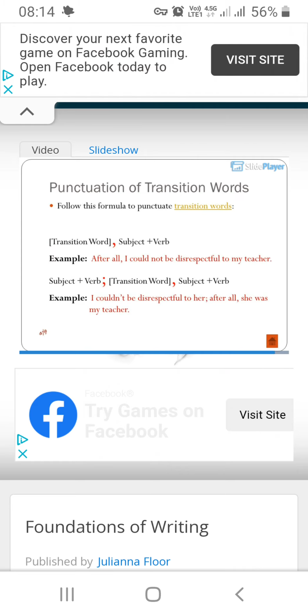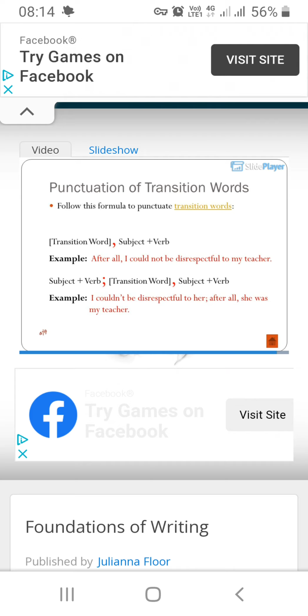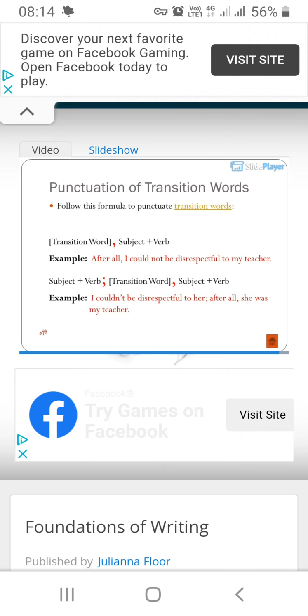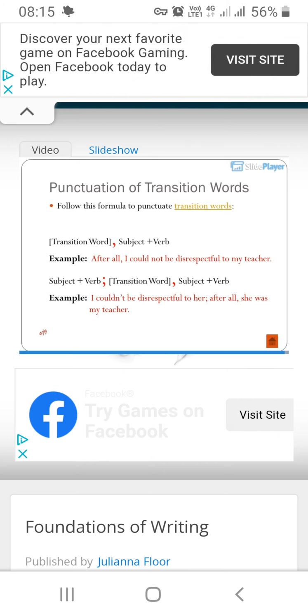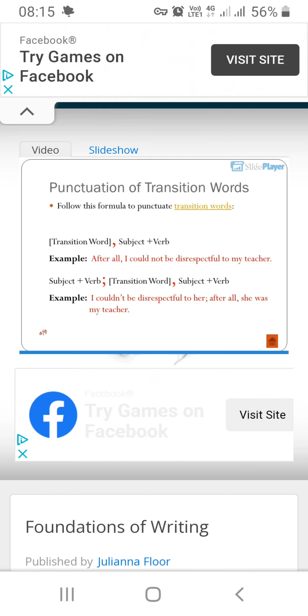Punctuation of transition words. Follow this formula to punctuate transition words. Transition word, subject plus verb. Example: After all, I could not be disrespectful to my teacher. Subject plus verb, transition word, subject plus verb. Example: I couldn't be disrespectful to her; after all, she was my teacher.